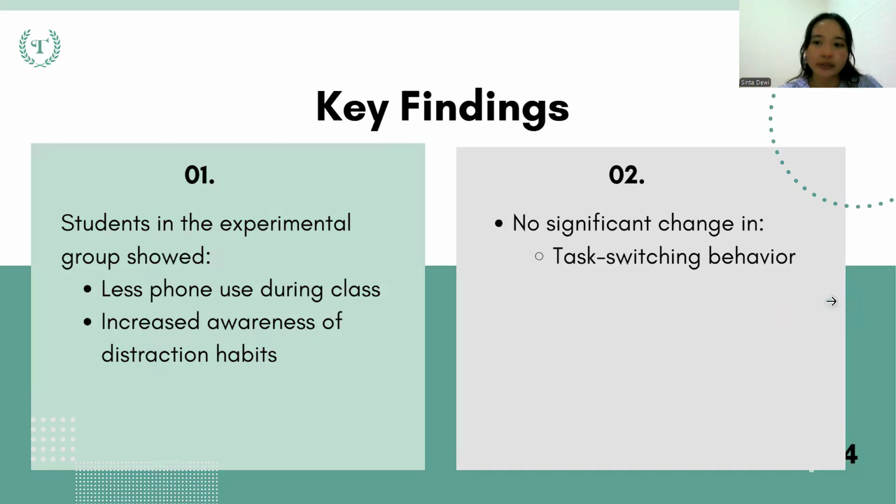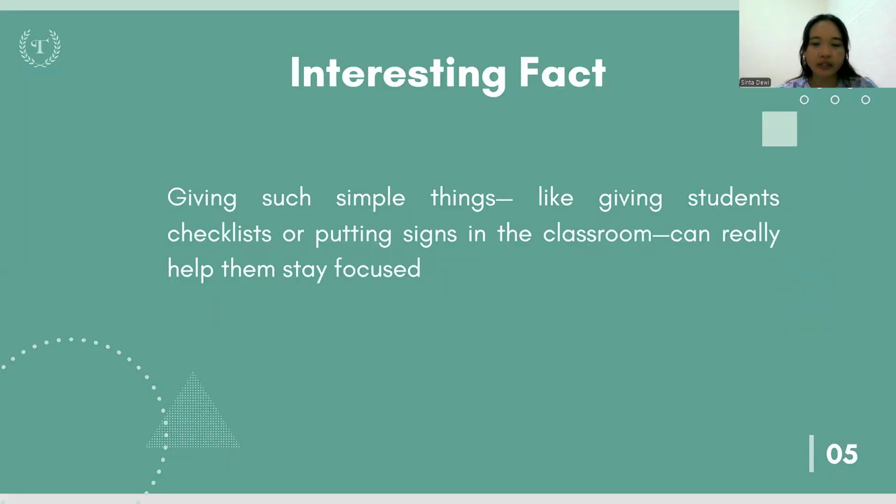Next is the key finding, which is the most important part of this article. So this article shows a positive result: the students in the experimental group showed less phone use during class and increased awareness of distraction habits after 6 weeks of using posters, digital distraction lessons, and also checklists. So they show a significant change in their behavior related to touch distractions, but there's no significant change in task switching behavior.